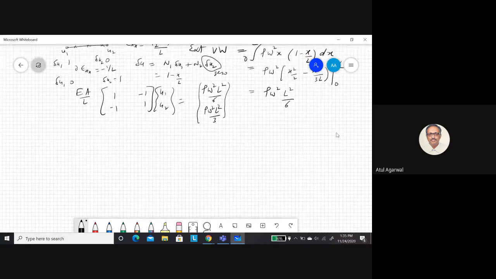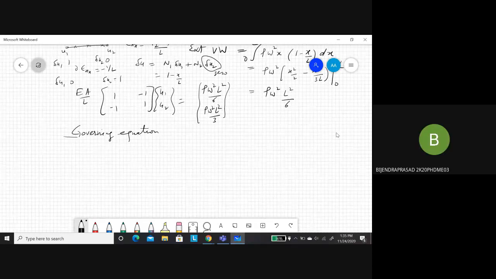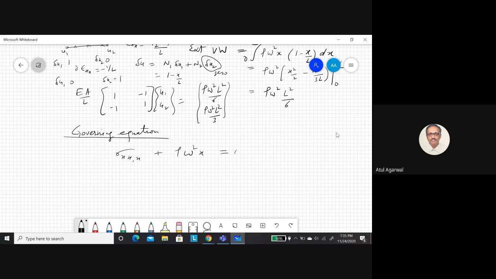Are you understanding, Vijendra Prasad? Yes, sir. So we take sigma xx comma x plus rho omega square x. This is all right. You understand these terms? These are all per unit volume forces. This is a net force. This is a body force. Now we multiply it with n, and we say over the length it should be 0, as it is over the volume.